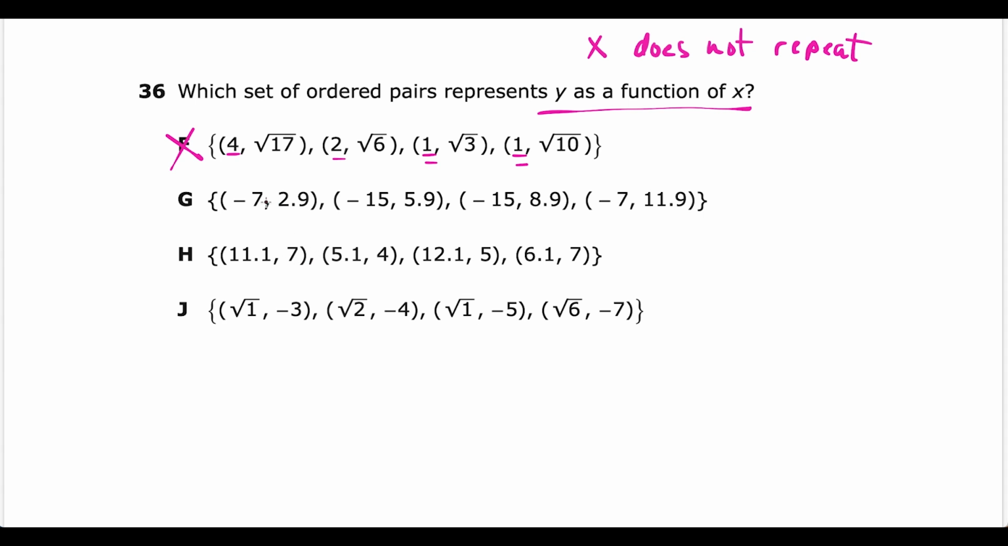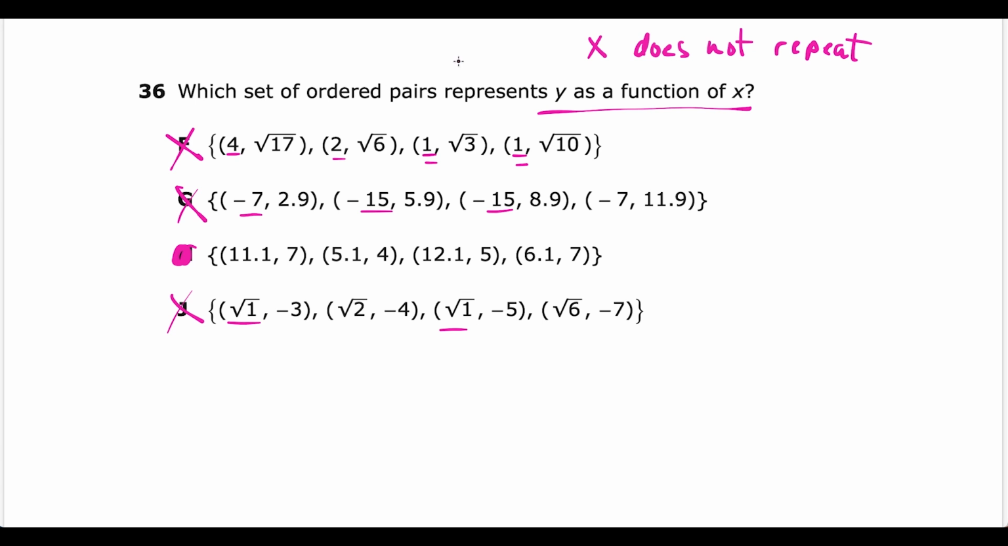is out. Now here we have negative 7, that's showing up once so far. Negative 15 shows up twice with different Y values, so this is out. And if we look, we have 11.1, 5.1. So these, all the X values are different, so it's looking good, but check it out. Square root 1, square root 1 with different Y values, this is it.